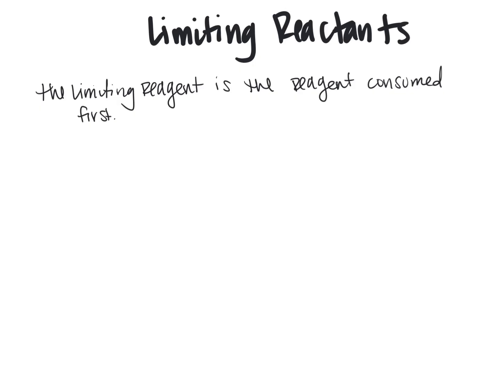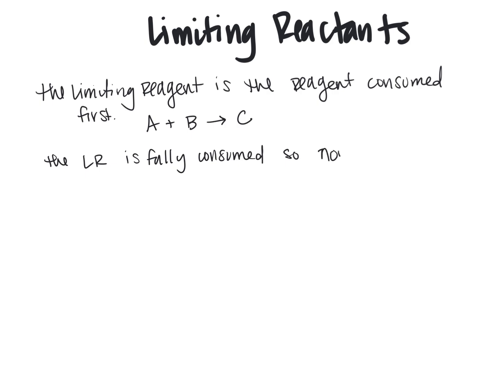So if you have two things coming together to make a product, so if you have A plus B goes to C, the limiting reagent and the limiting reactant are the same thing. It's just the one that runs out. So the limiting reactant, in this case we'll call it LR, is fully consumed. So none remains. This means that 0.0 grams are left over.